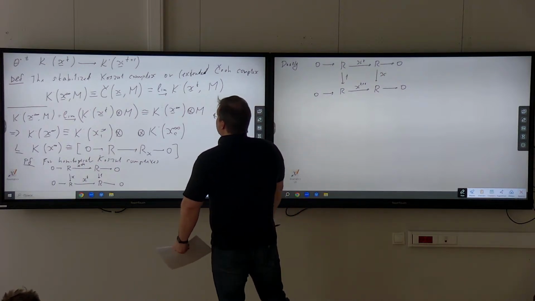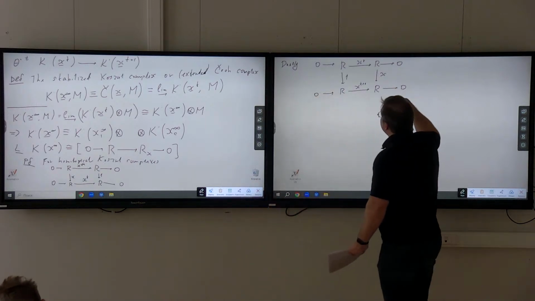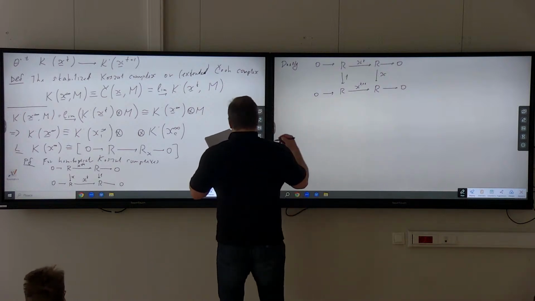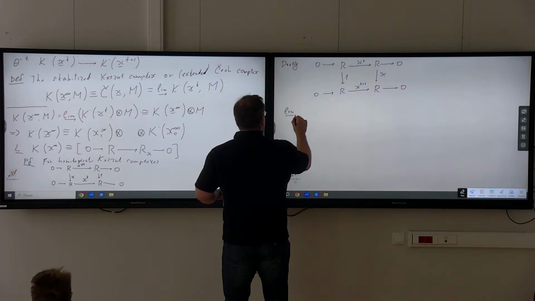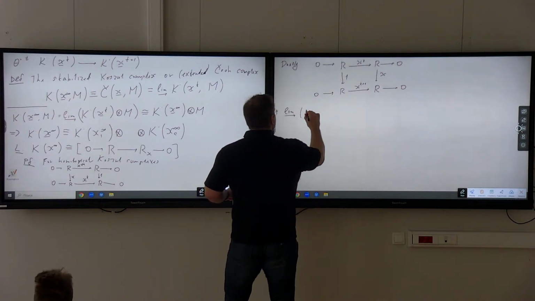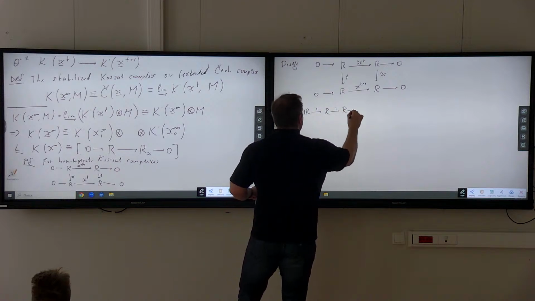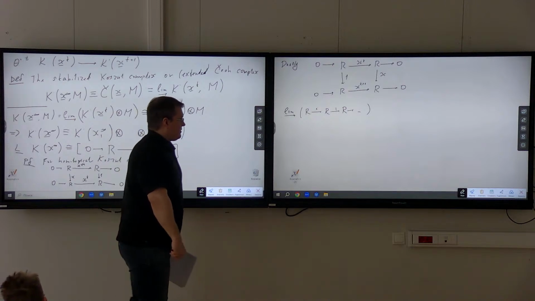And now we only need to take the direct limit, right? So it's kind of the two terms in the inverse system. And what will be the direct limit? Well, first of all, if we take the direct limit of this thing, R, 1, 1, etc., what's the result? R. Yeah, this is just R.